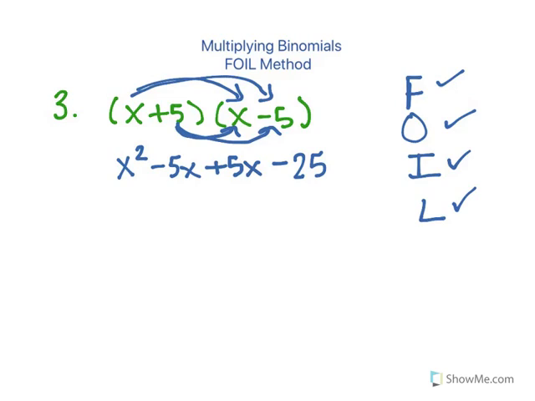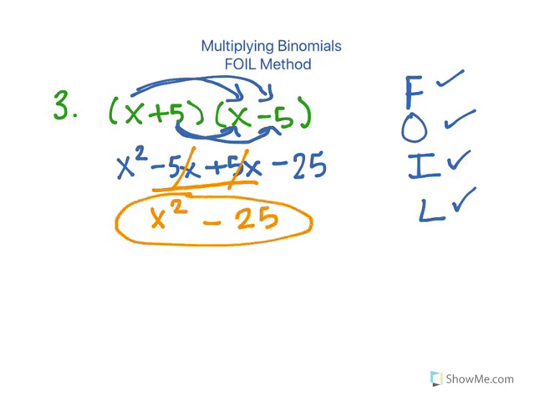Combine like terms, so those middle terms, negative 5x and positive 5x. So what do you notice about that? Negative 5 plus 5 is 0. So these go to 0. So I'm just left with the first term, which is x squared, minus 25. So the first term and the last term.